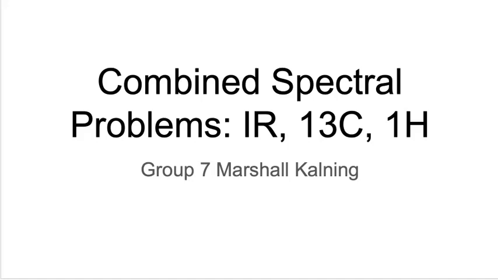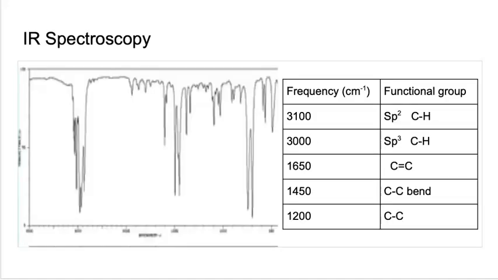This assignment made us use IR, 13C NMR, and 1H NMR to propose a structure for a molecule containing 9 carbon atoms and 12 hydrogen atoms. Going to our first slide, we are looking at the IR that was given to us.